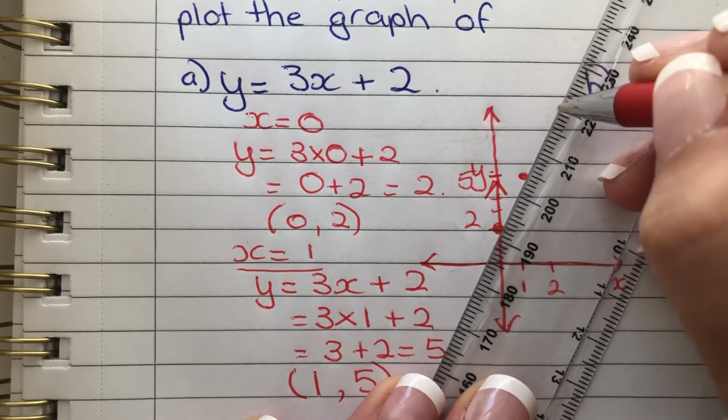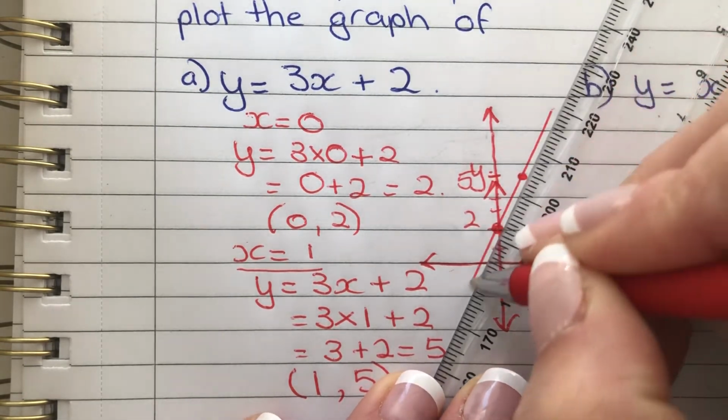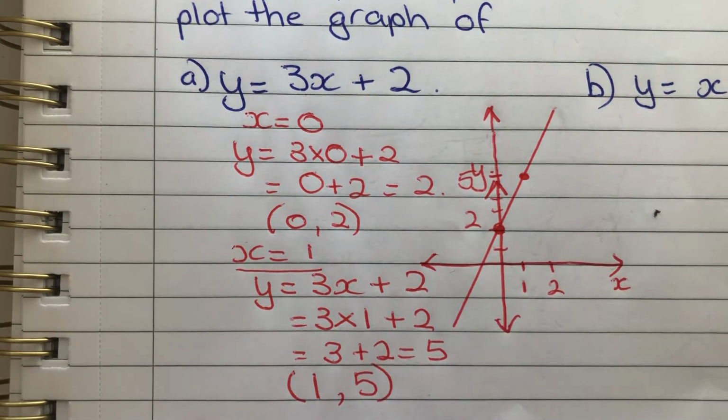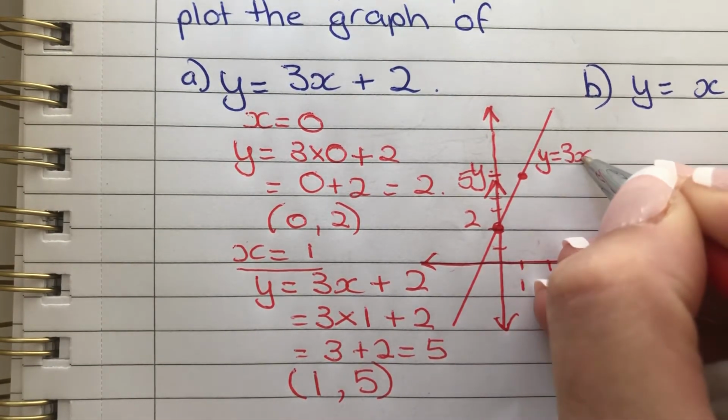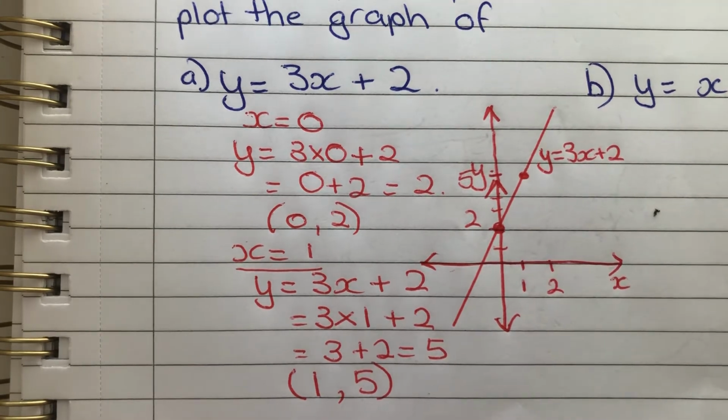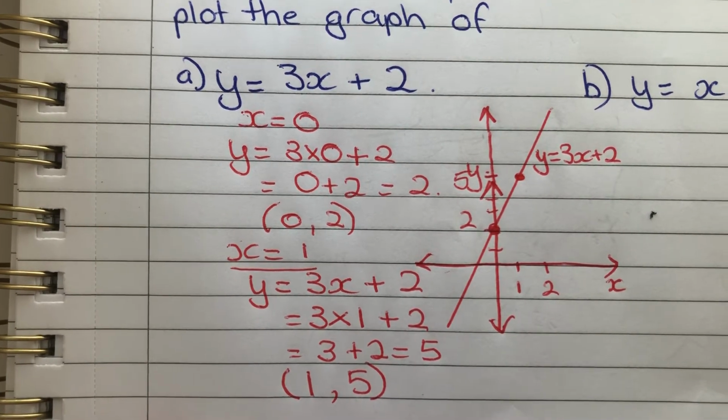Now you don't have to fill in anything else as long as those 2 points are correct, and then you must label it. So we're going y equals 3x plus 2, and that's the question done. All right, let's have a look at one more of those.